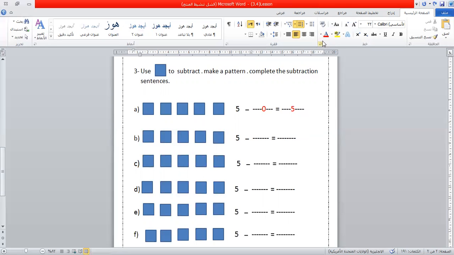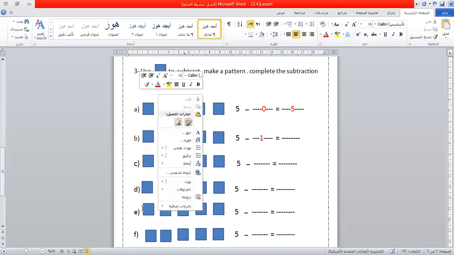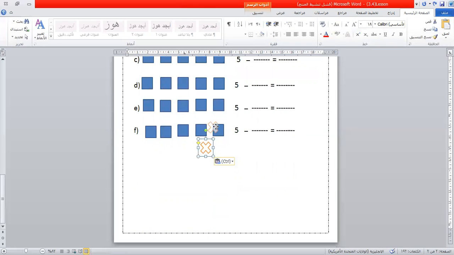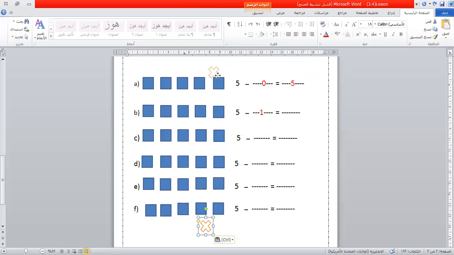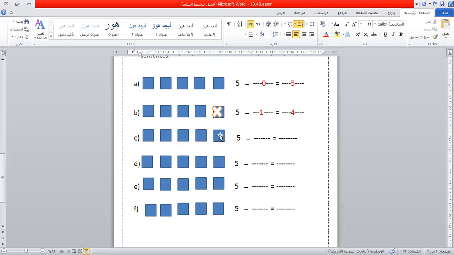Okay, I can cross out one square like this. I can cross out one square. Yes. 5 minus 1. How many squares are left without crossing? Yes, I have 1, 2, 3, 4. So 5 minus 1 equals 4.